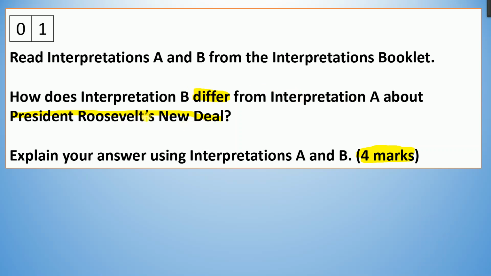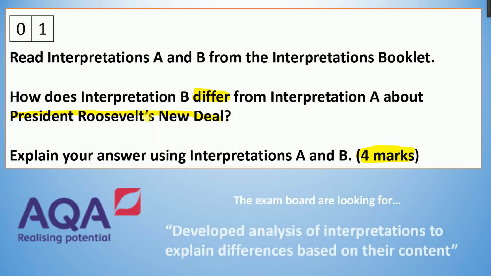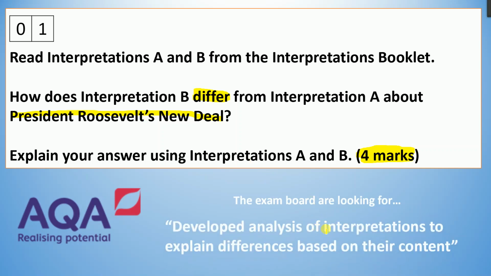Let's have a look at what the exam board says. It's always good to understand what the exam board is looking for. AQA, what they're looking for in a top answer is a developed analysis of interpretations to explain the differences based on their content. And again, I just want to draw your attention to this word here, content. So it's asking you to look at the content of the different interpretations, not the provenance, so not who wrote it or when it was written or why it was written, but the content, what actually is in the interpretation and what are the differences between those two.